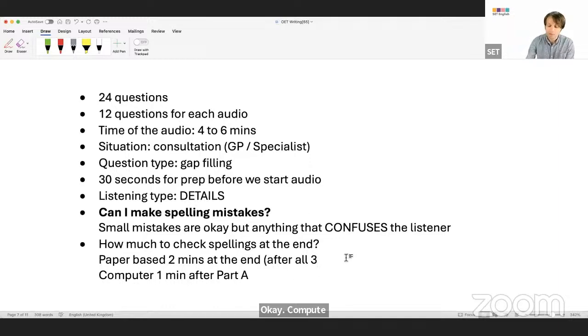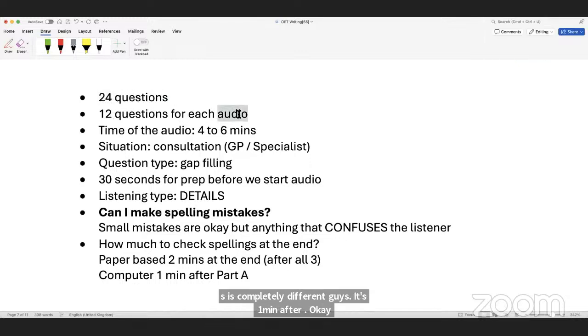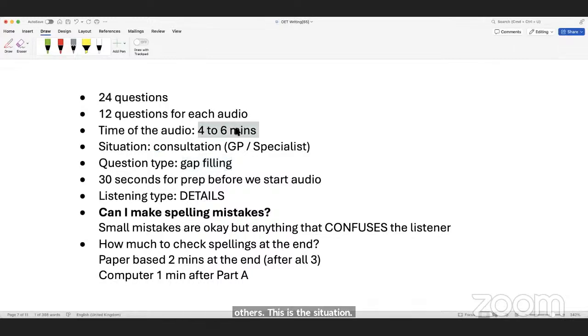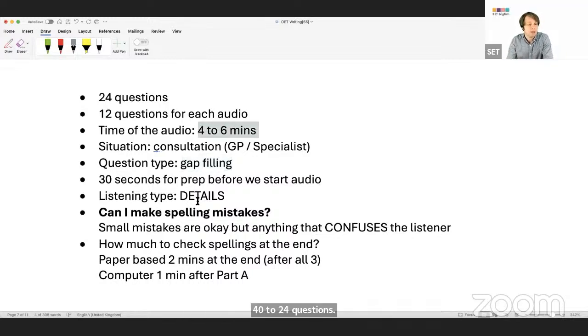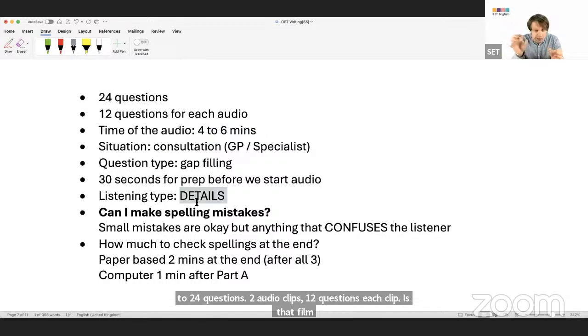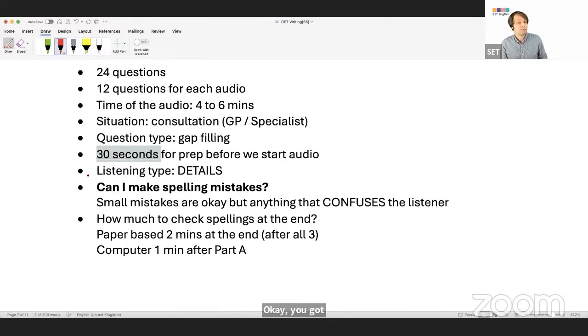So this is the test we're doing. If you're new, Anna or others, this is the situation: 24 questions, 2 audio clips, 12 questions each clip. It's gap fill. Each audio is 4 to 6 minutes long. You're listening for details, so you don't really have to understand what's happening. You just need to make sure you don't miss something. You've got 30 seconds to prepare at the start, and spelling is important. That's probably the biggest problem I always hear.